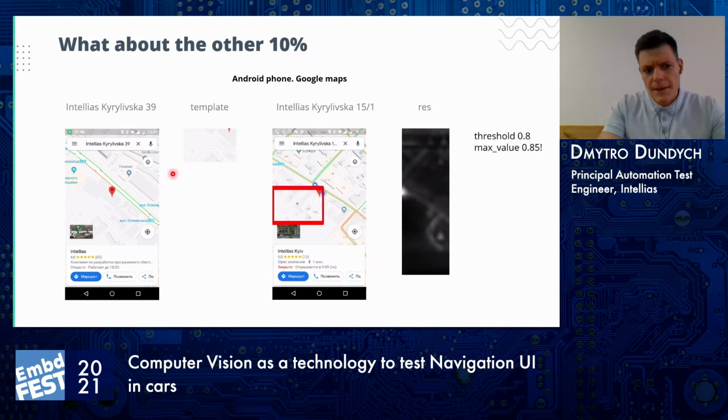It's not interested in this building, you see, not interested in this location. So we have the map, we have a really light point of matching. The threshold is 0.8 and we have a value of 0.85. So something is wrong with that, and there is another 10% that we need to use. Template matching is actually not good for map matching.